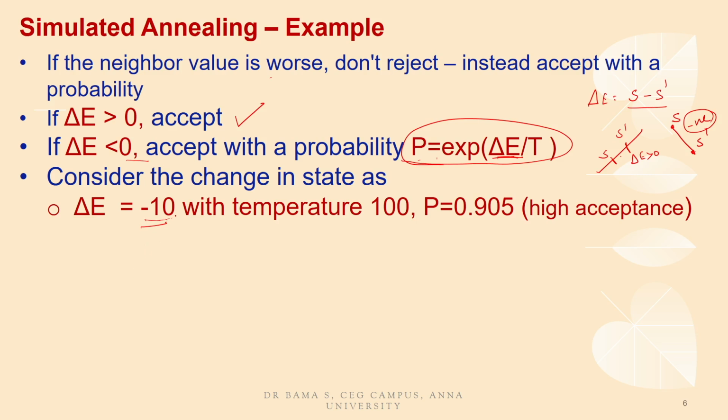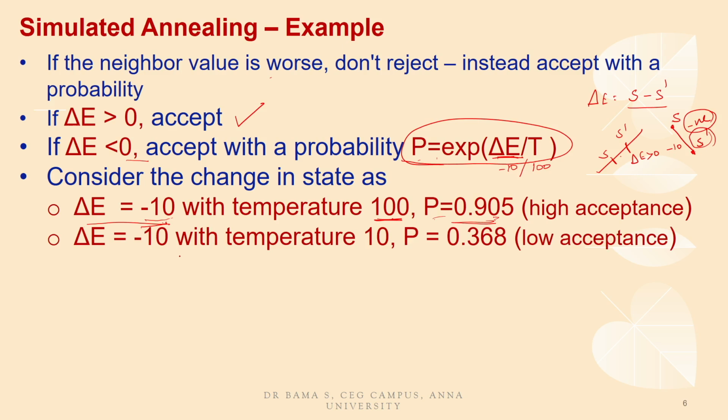Suppose this delta is minus 10, then in this expression, suppose the temperature is very high, where we have kept 100. So, the denominator here is 100, this is minus 10, this probability is evaluated to 0.95, which means we can accept it and move on. We can make S dash as the next neighbor. See, in the hill climbing algorithm, S dash will be rejected, but in this case, based on this probability, it is going to get accepted.